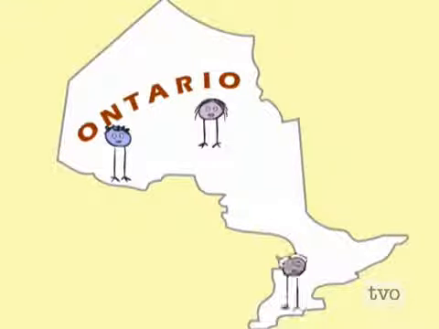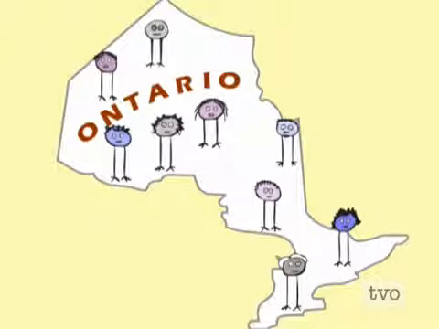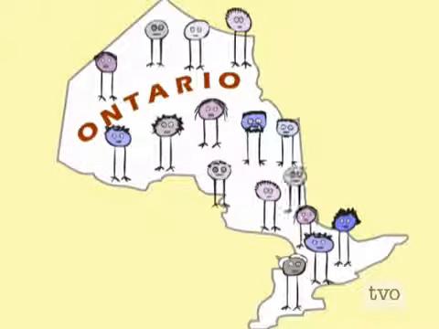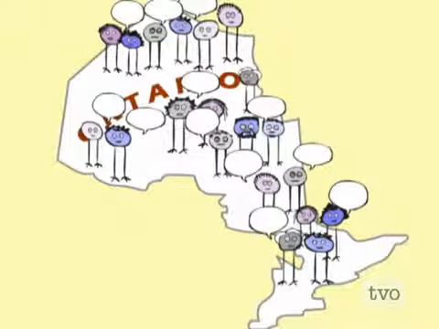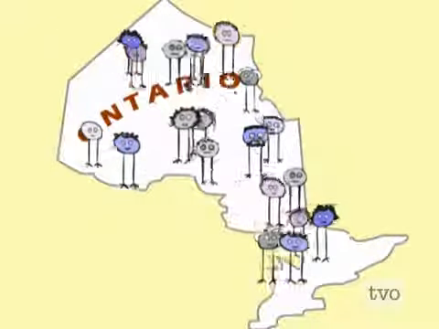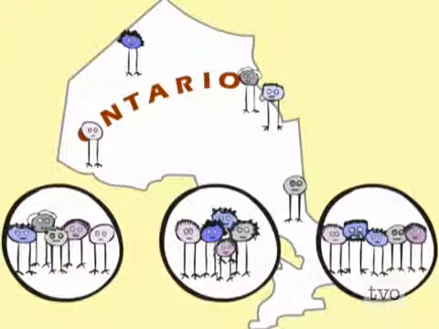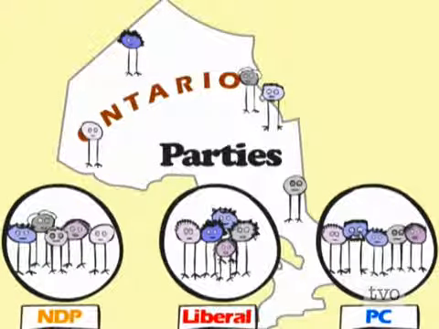Now, the people of Ontario are not all the same. We have different thoughts, different ideas for change. So when it comes to elections, it's natural that we split up into groups of people who agree on the way the government should do things from day to day. So we organize into groups that are called parties.